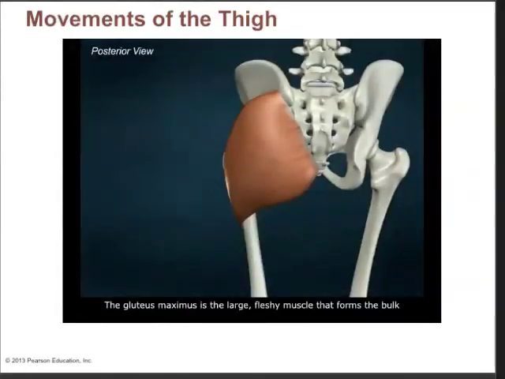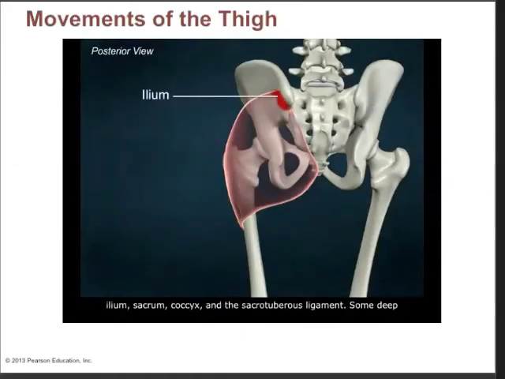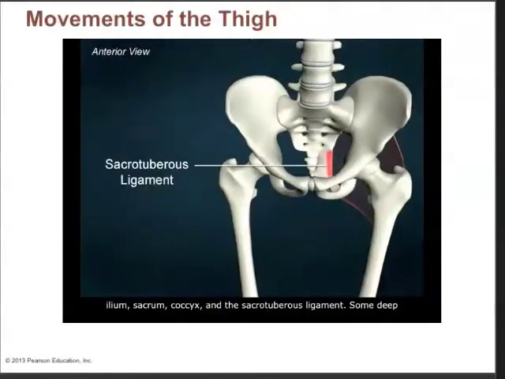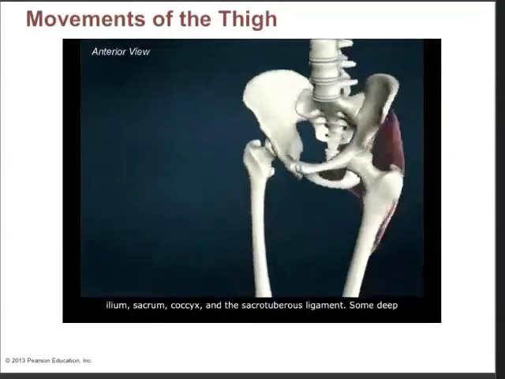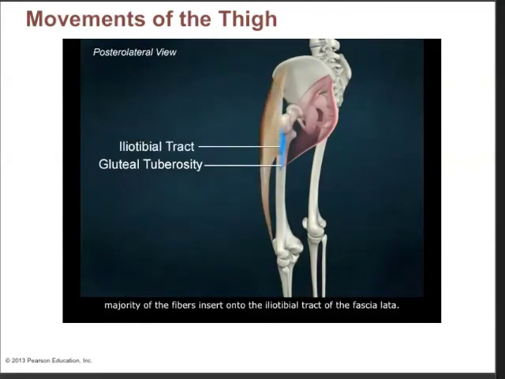The gluteus maximus is the large fleshy muscle that forms the bulk of the buttock. The origins of gluteus maximus are from the posterior ilium, sacrum, coccyx, and the sacrotuberous ligament. Some deep fibers insert onto the gluteal tuberosity of the femur. However, the majority of the fibers insert onto the iliotibial tract of the fascia lata.